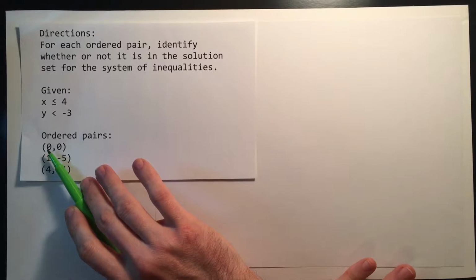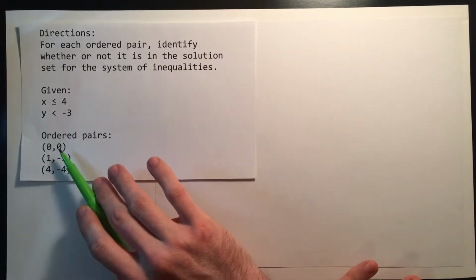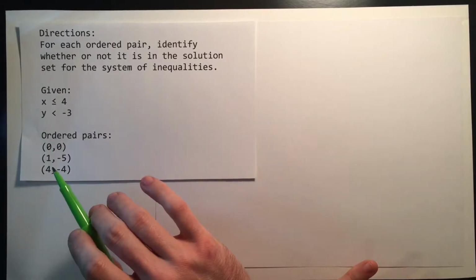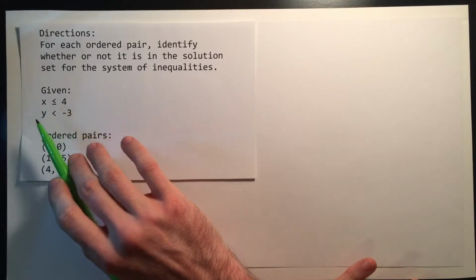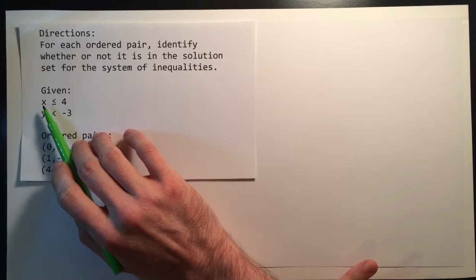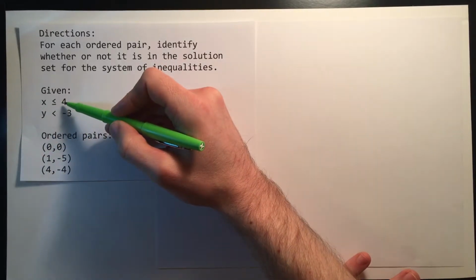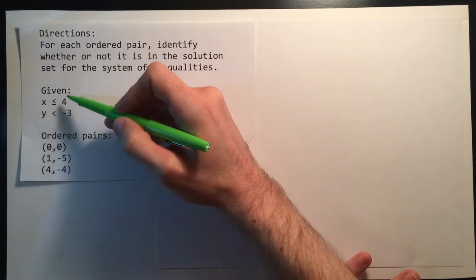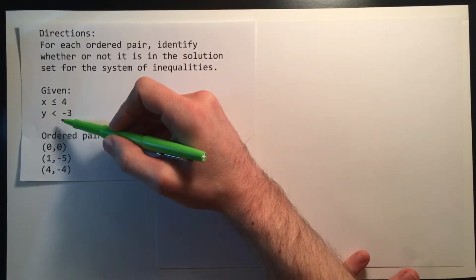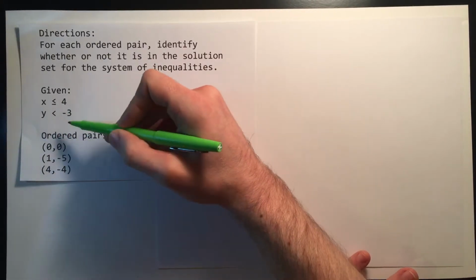That just means when you substitute the 0 for the x and the other 0 for the y, if they make the inequality symbol true, so for example, is 0 less than or equal to 4, if that's true, then it's a solution for that inequality. If the ordered pair makes both inequalities true, then it's a solution for the system of inequalities.